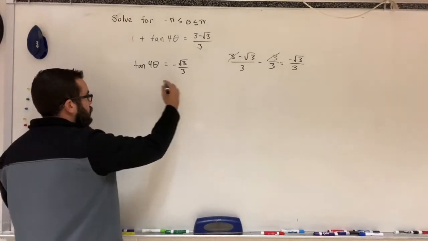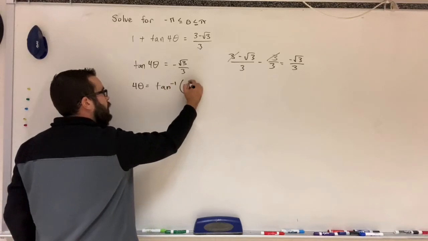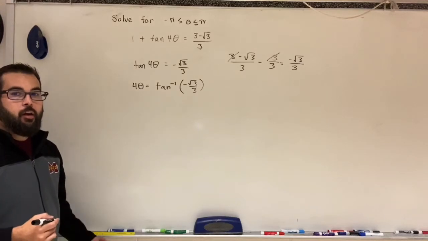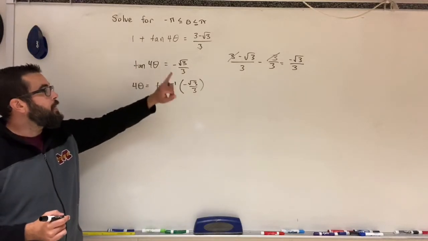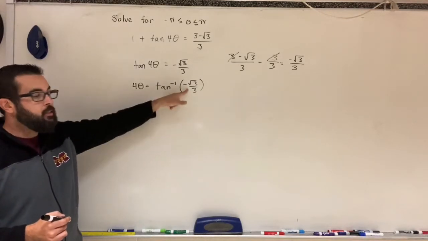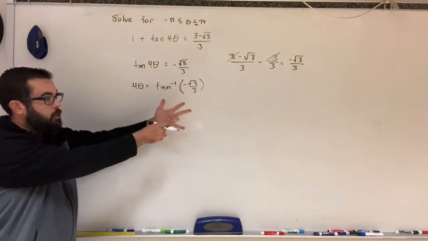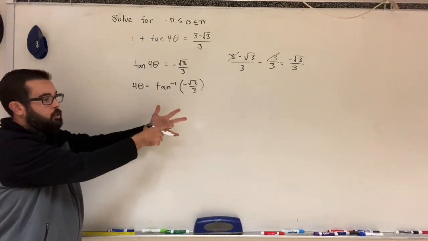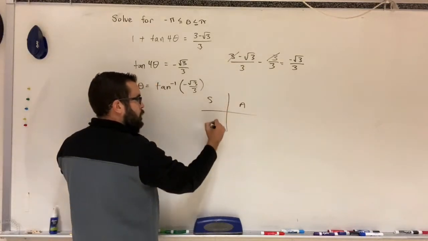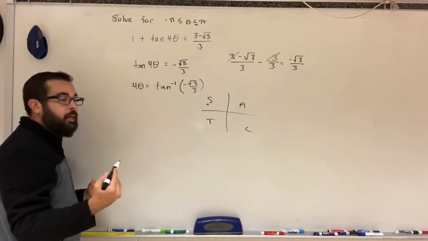So now we take the inverse of both sides, so we'll end up with 4 theta is equal to inverse tangent of negative square root 3 over 3. Now we need to find the angle that produces this ratio. Using our hand, this is unrationalized, the same thing as square root 1 over square root 3. So that's going to be the 30-degree angle, but it's in the second quadrant, because that's the first place the tangent is negative.